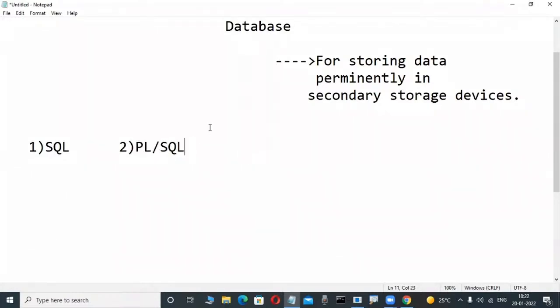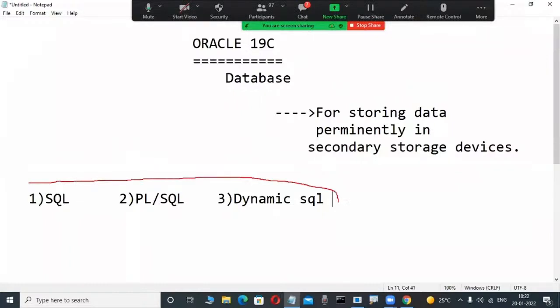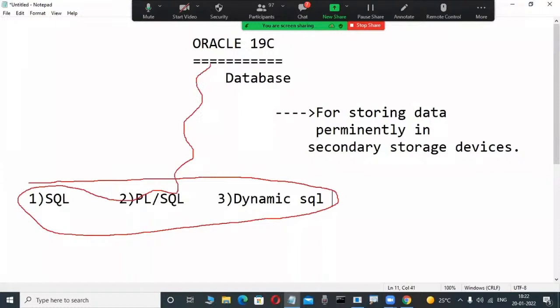Not only these two, but in a company we are also using another language here: Dynamic SQL. That is a small one only, because we have good knowledge of PL/SQL, so it is a little bit of extension. These three languages you have an idea of. Through these three languages we are operating this software only, Oracle software.